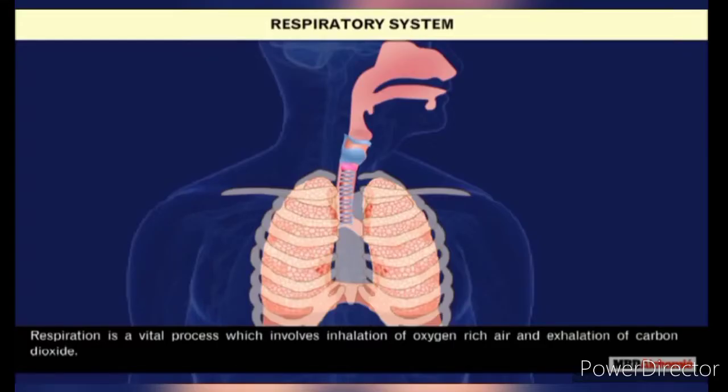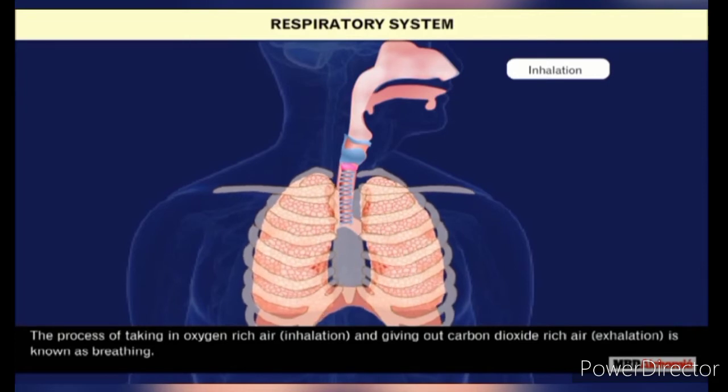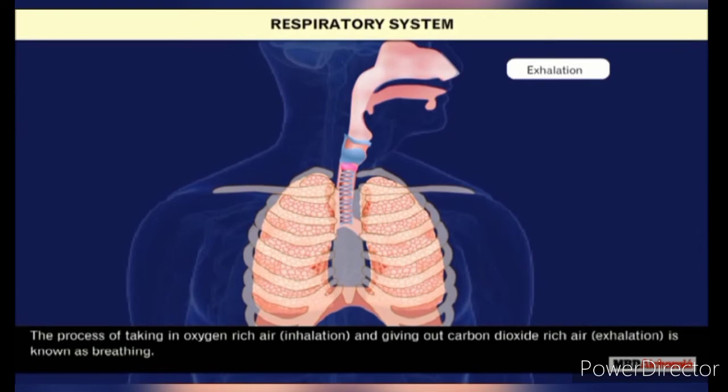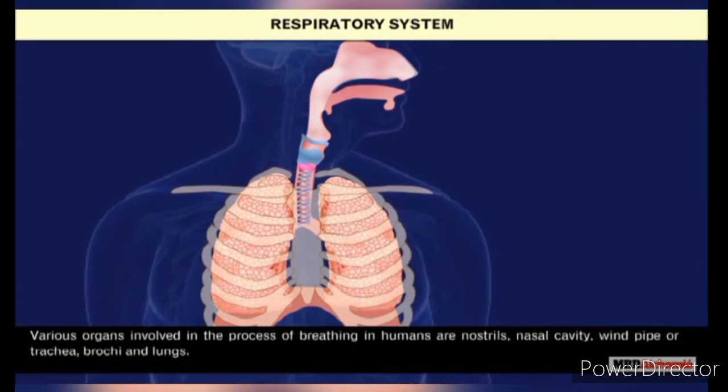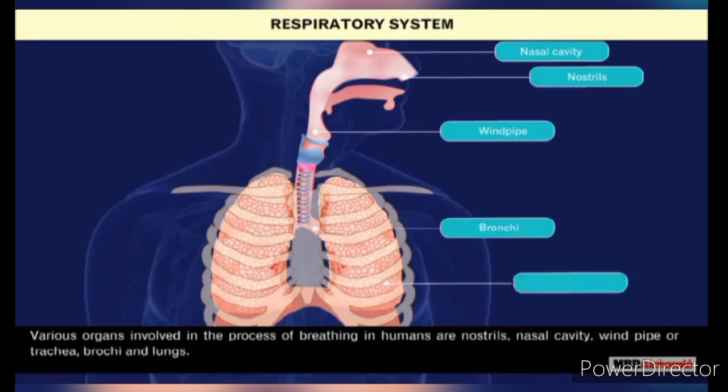Respiratory system. Respiration is a vital process which involves inhalation of oxygen-rich air and exhalation of carbon dioxide. The process of taking in oxygen-rich air, inhalation, and giving out carbon dioxide-rich air, exhalation, is known as breathing. Various organs involved in the process of breathing in humans are nostrils, nasal cavity, windpipe or trachea, bronchi, and lungs.